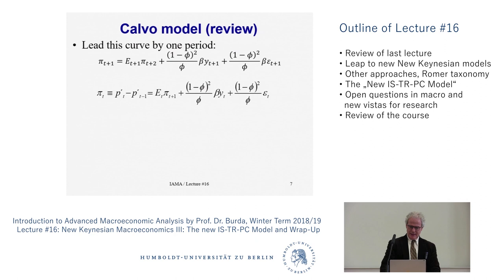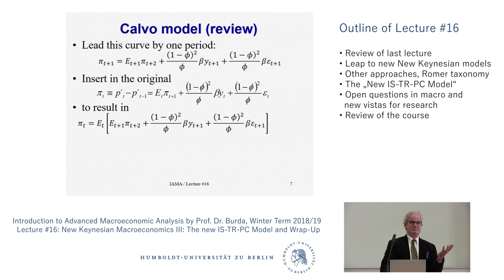Okay, now insert that result in the original curve. The original curve had the expectation in T plus one, so it's a little bit tricky because you're gonna have an expectation of an expectation, right? So you take the first equation here, insert it into the second, and you get this, okay? So we know how to do that.